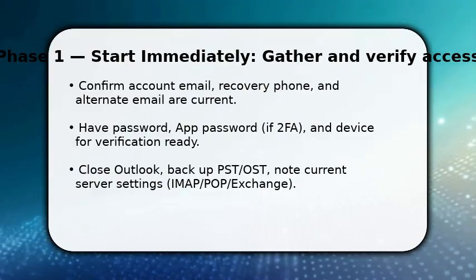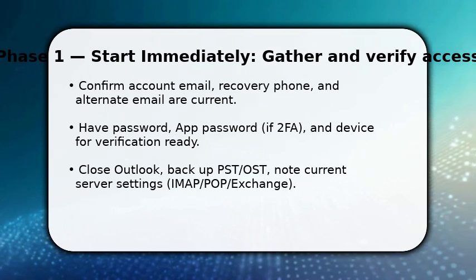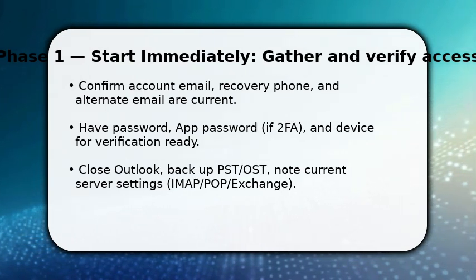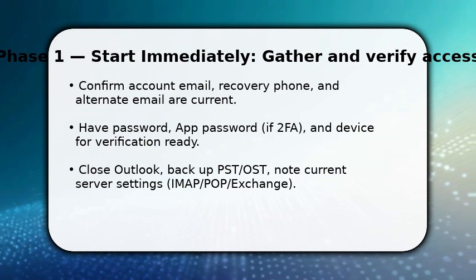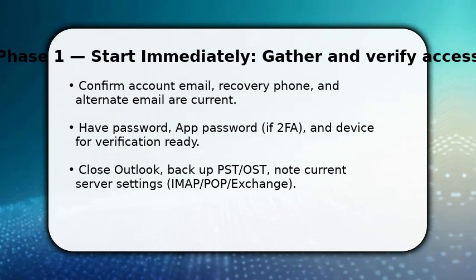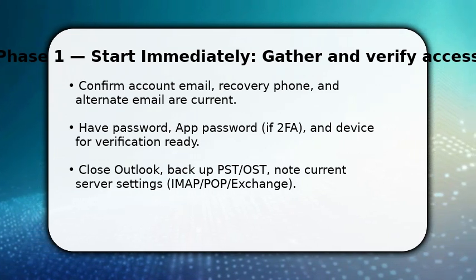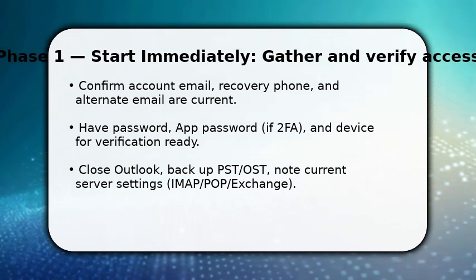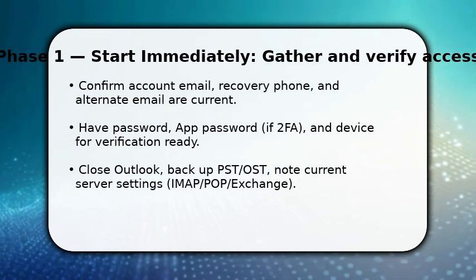You start by confirming access and safety. First, make sure your account email, recovery phone, and alternate email are accurate. This saves time when you need verification codes. Next, have your password and any app passwords for two-factor authentication ready because missing them stalls everything.